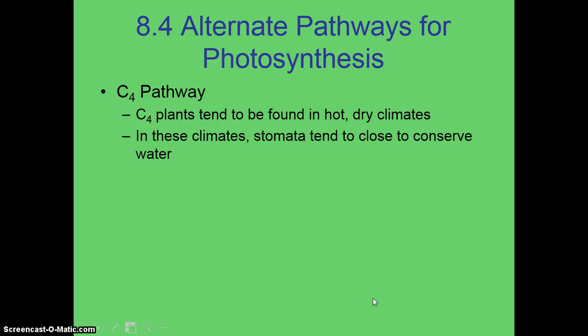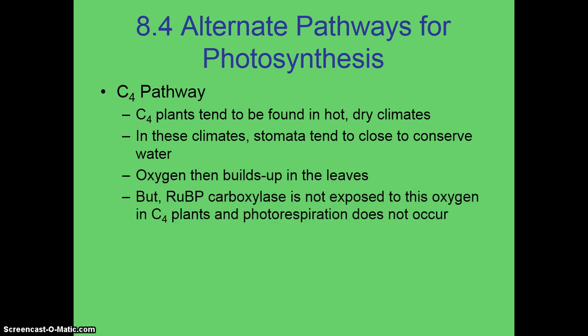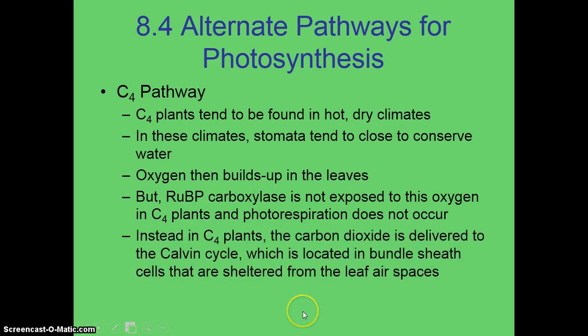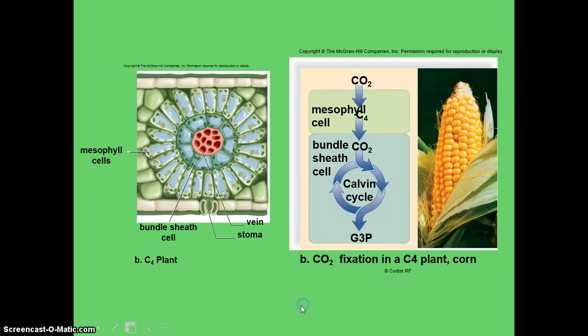C4 plants tend to be found in hot, dry climates. And those climates require the stomata to stay closed to conserve water. The oxygen is going to build up in the leaves, but the RuBP carboxylase is not exposed to the oxygen in the C4 plants, and you don't get photorespiration like you do in the C3 plants. Instead, in the C4 plants, the carbon dioxide is delivered to the Calvin cycle, and that is located in the bundle sheath cells that are sheltered from the leaf airspace.